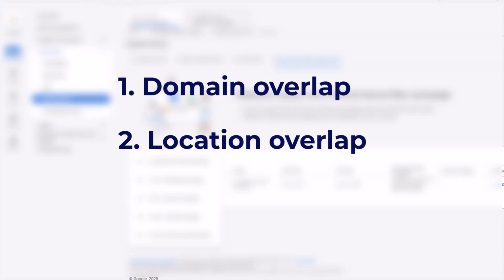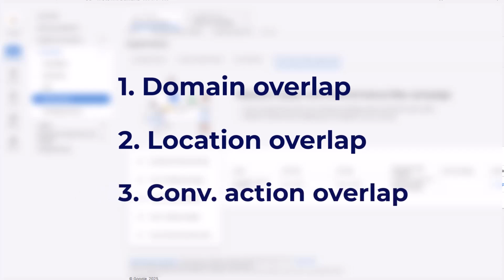For your search campaign to be considered a comparable campaign to Performance Max, it should have the following criteria: the same landing page domain, the same location targeting, and have at least one conversion action that is used in both search and PMax. You can select and edit the comparable search campaigns manually, or Google Ads will select them automatically.